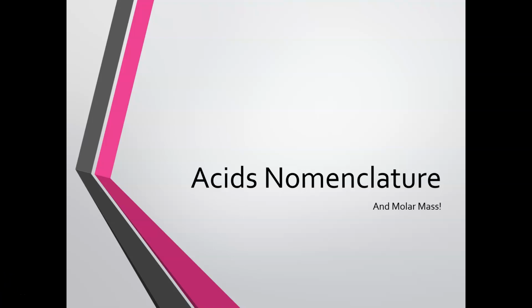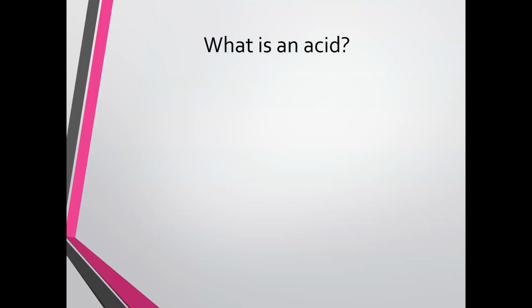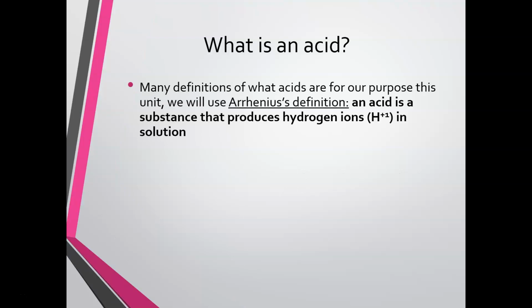In this video, we're going to be talking about how to name acids and also a little bit about molar mass. So what is an acid? There are many definitions of what acids are. For our purposes this unit, we will use Arrhenius's definition, in which he stated that an acid is a substance that produces hydrogen ions, H+, in solution.